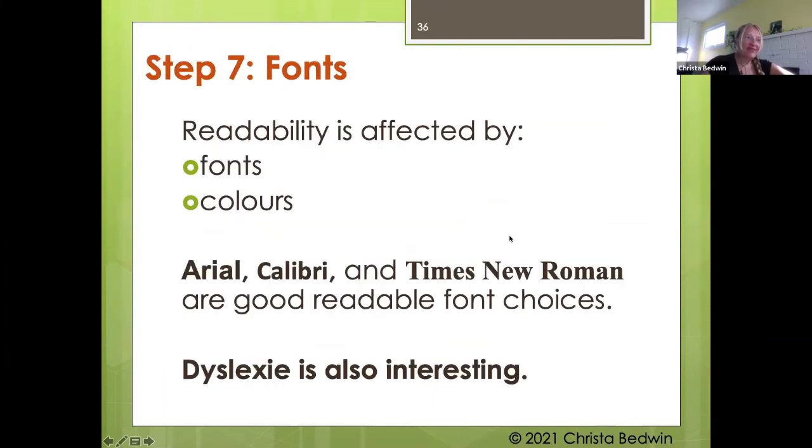Step number 7, readable fonts. So I think we all used some unreadable fonts in our youth because there are a lot of enjoyable fonts that Word will give you to play with. And PowerPoint is also a really big, terrible sinner that will allow us to make a lot of terrible mistakes with the color choices. So professionally, Arial, Calibri, and Times New Roman are always going to be acceptable. If you have a designer, they may offer you something else.